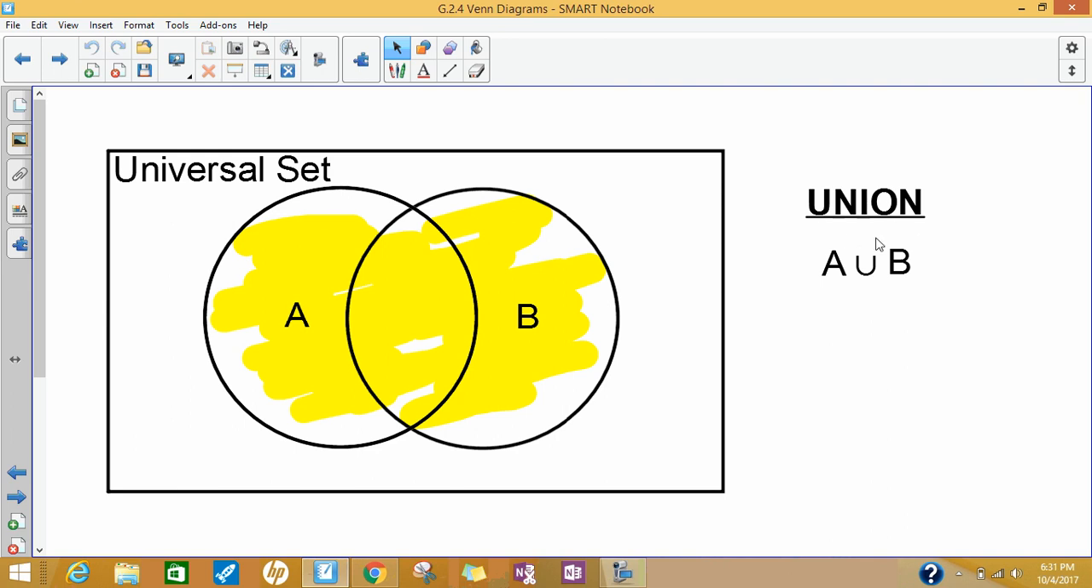So if we talk about the union of the two sets, A being a set is just a group of things, group of people, group of numbers, group of items, group of places. So this circle represents all the things in set A, this circle represents all the things in set B, and if we talk about the union of them, we're talking about all the things that are in A and B together. And the symbol for union is this U. So A union B is talking about all the items in set A and all the items in set B together.